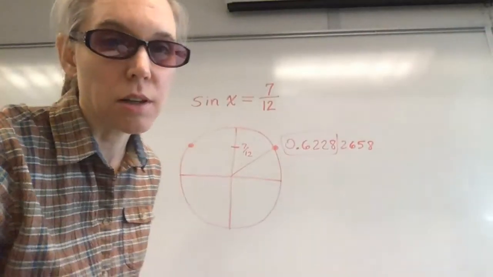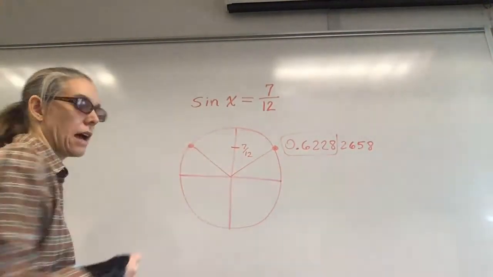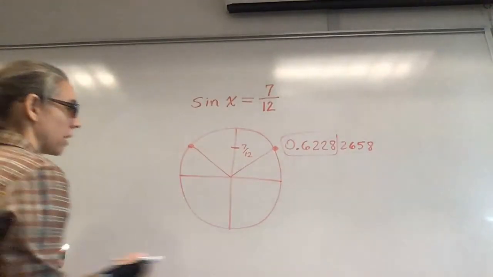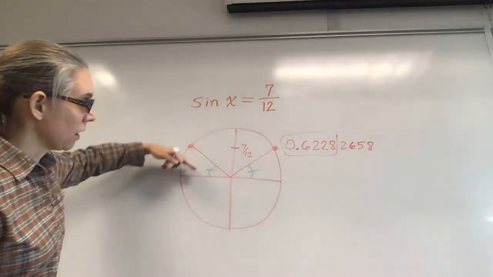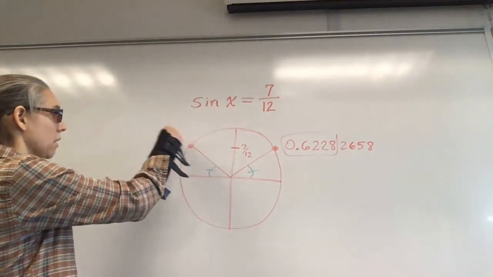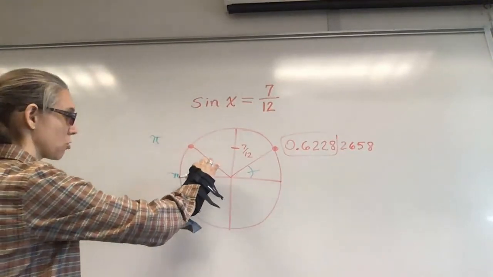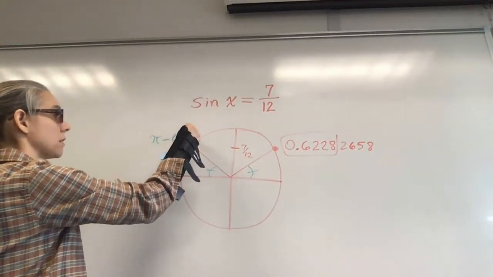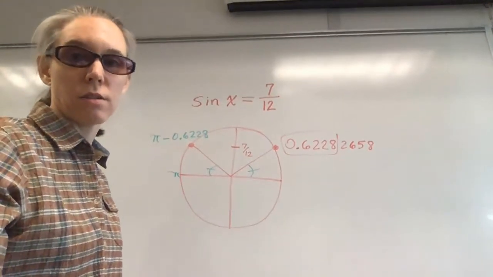Okay, so what is the next part? The next part is trying to figure out what the other value is. Now, as in the previous problem, this should look very familiar to you. These two angles are going to be congruent. So this value right here is also 0.6228. So to get here, we just need to take pi. This is pi right here, right? We're going to take pi and we're going to subtract from pi 0.6228. So we can go back to the calculator.